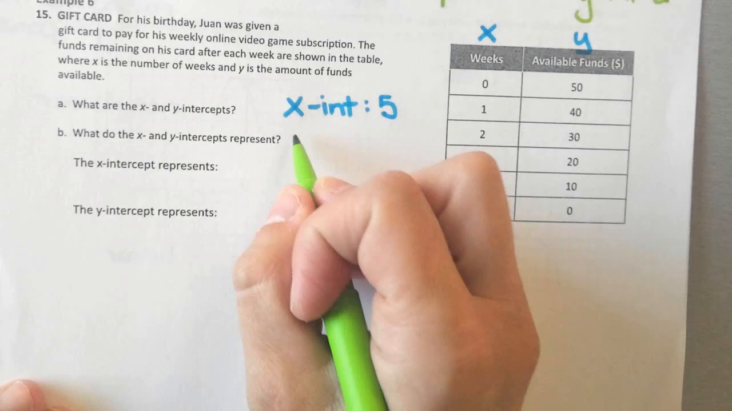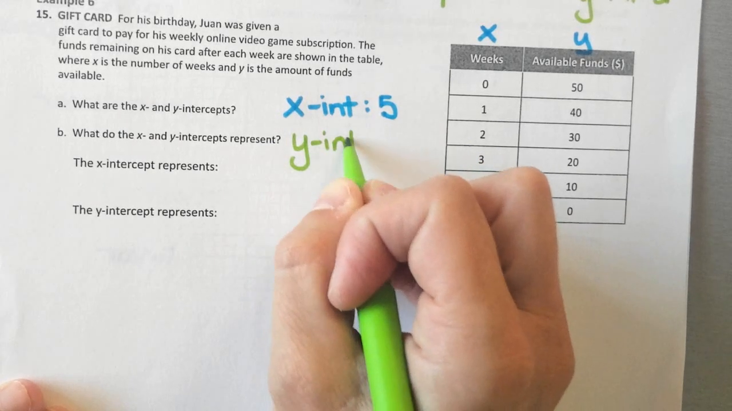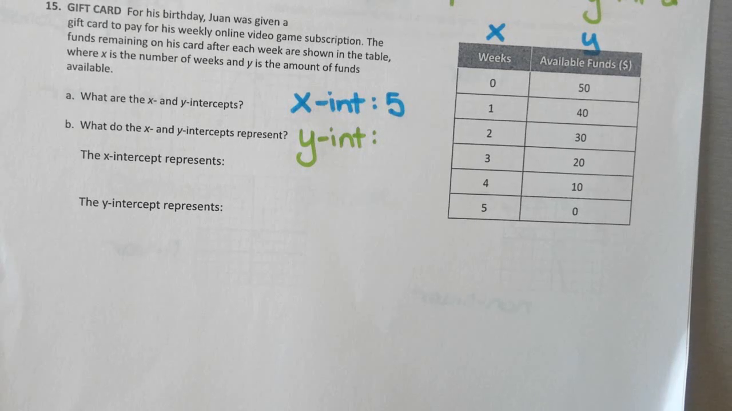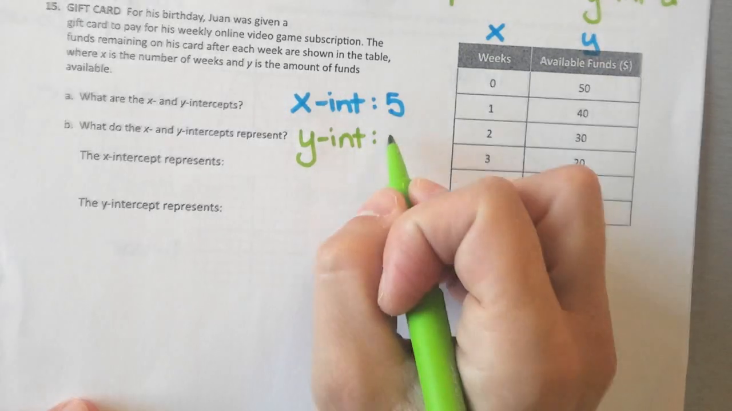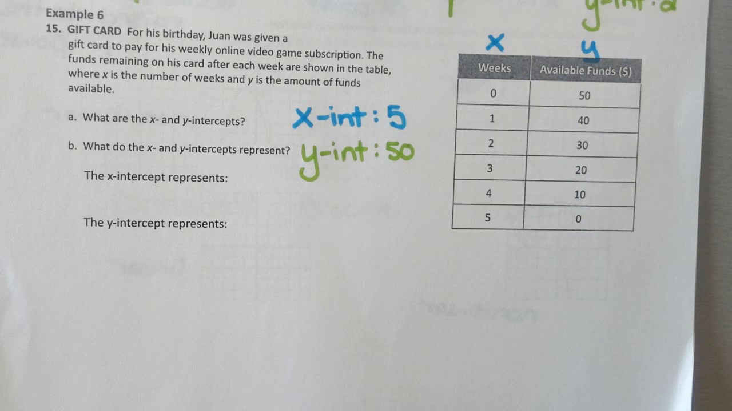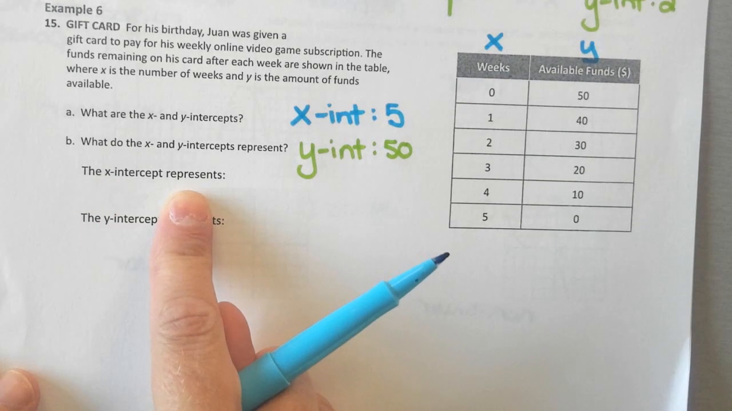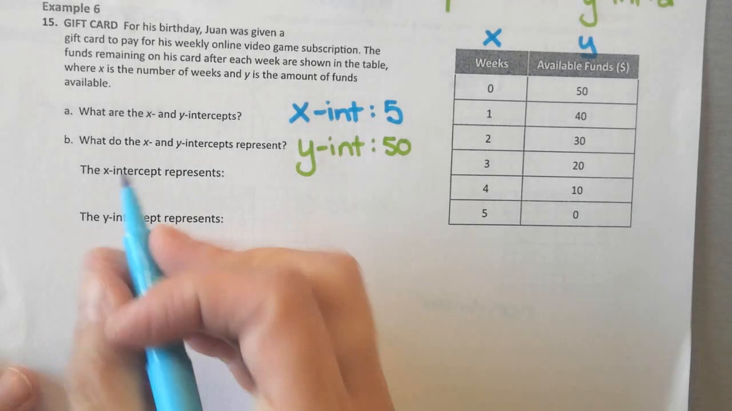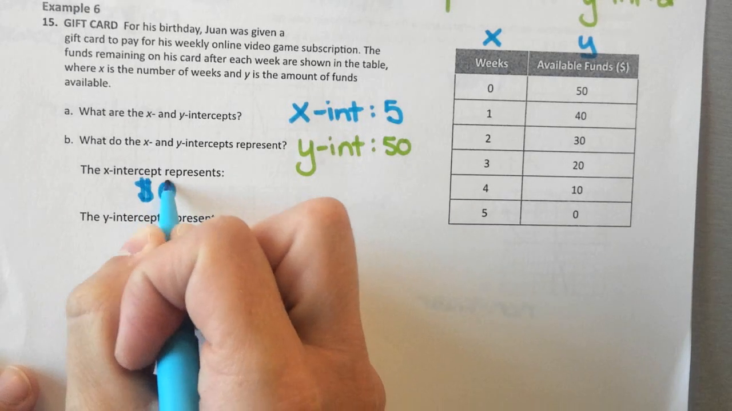Let's try the y-intercept now. The y-intercept happens when? When the x is 0. So when is that? 50. That's when you have $50 left. So you look to the other number, and that's going to be your value. So when you have an x-intercept, that's telling you when you reach 0 in terms of the available funds. So you have $0 left.